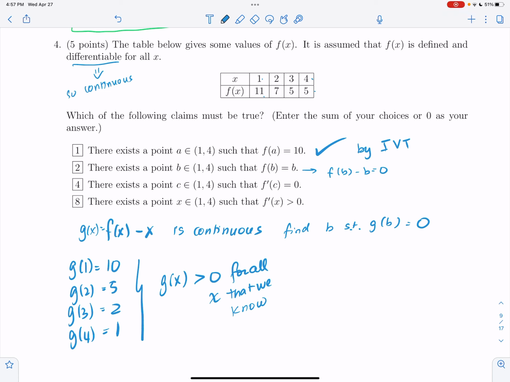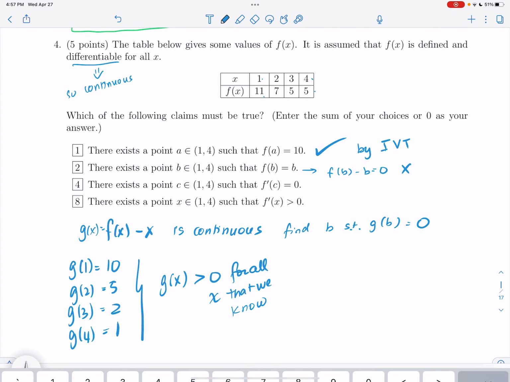So we cannot guarantee that there is a point x where g of x is negative. So we know g of x is positive for all the x's that we can see. And we can't guarantee that g of x is negative anywhere. So we cannot predict this. So we can't have that.